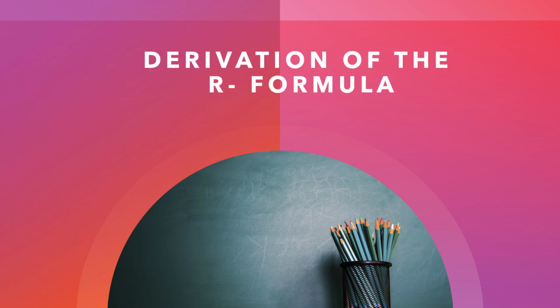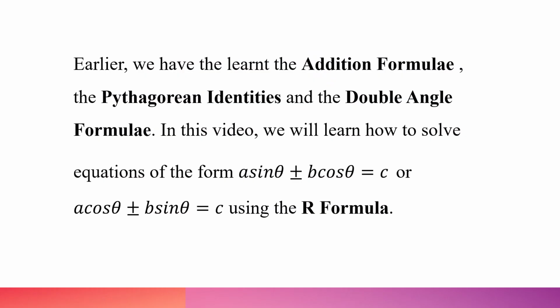Right, today's video is on the derivation of the R formula. Earlier we have learned the addition formulae, the Pythagorean identities, and the double angle formulae. So in this video, we'll learn how to solve equations of the form a sine theta plus b cos theta equals c, or a sine theta minus b cos theta equals c, or a cos theta plus or minus b sine theta equals c, using the R formula.